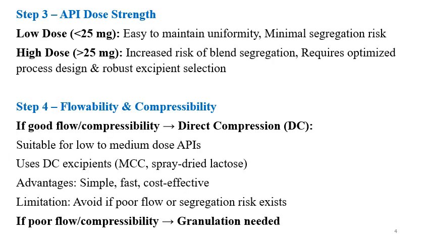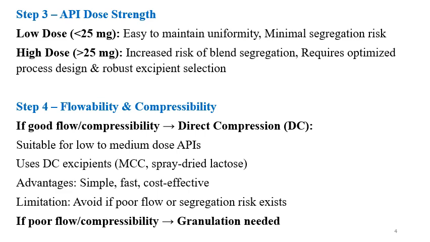Then what is the API dose strength? So low dose or high dose, like metformin is a high dose, and for example pantoprazole is a low dose. Low dose means the strength of the formulation is less than 25 mg generally. High dose means it is above 25 mg or 25%, you can say.